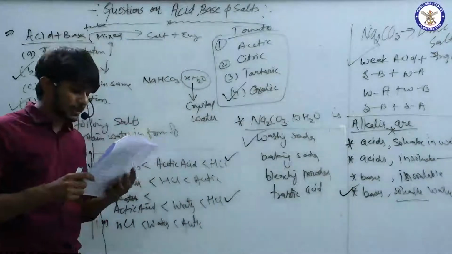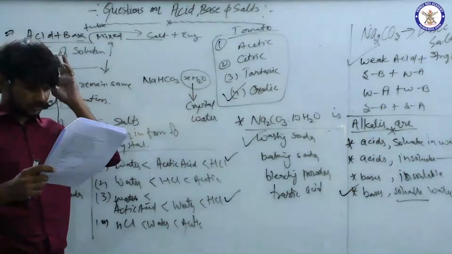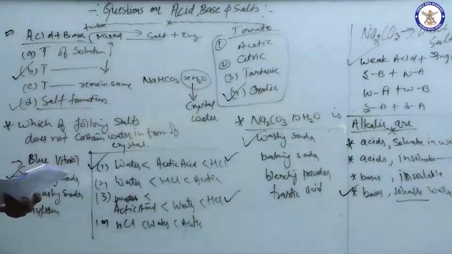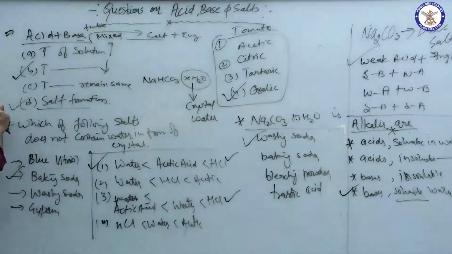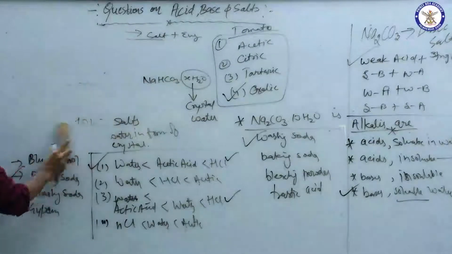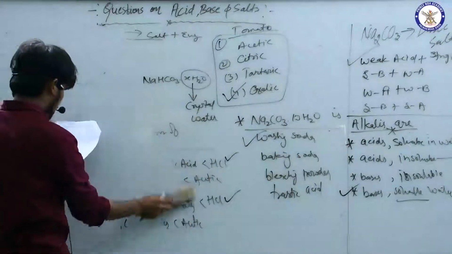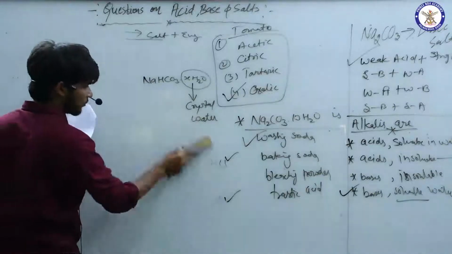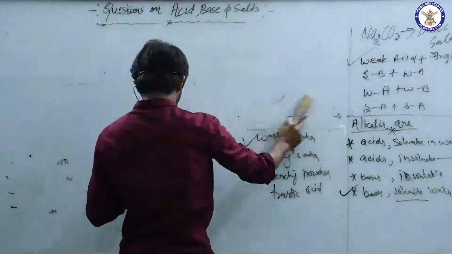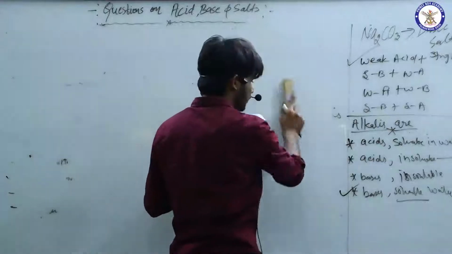Which of the following statements is correct about an aqueous solution of an acid and of a base? Fine, let me rub this out, then I will tell you. So the next question is: which of the following statements is correct about an aqueous solution of an acid and of a base? We have an aqueous solution in which acid and base are present, and we need to find the correct option.